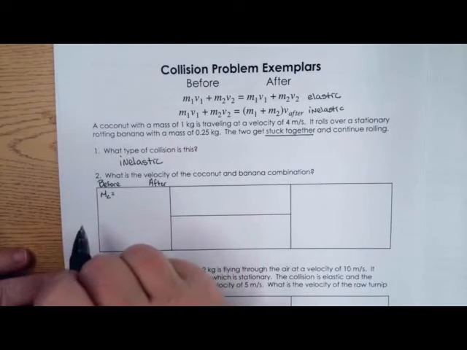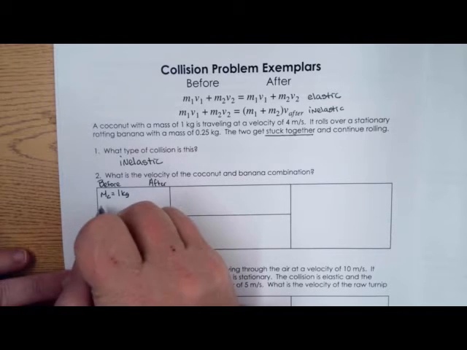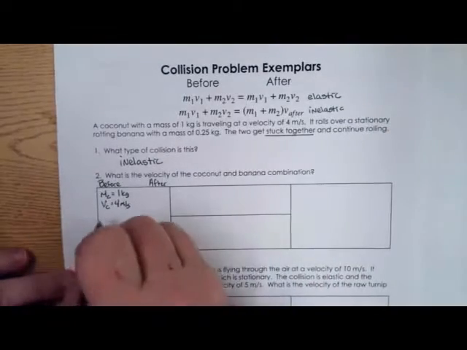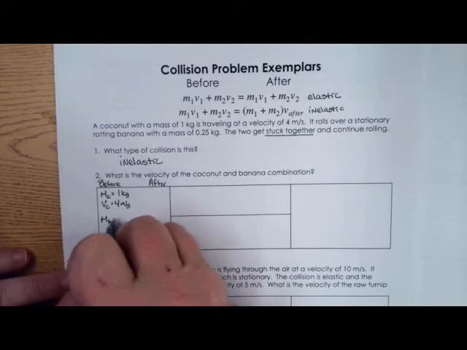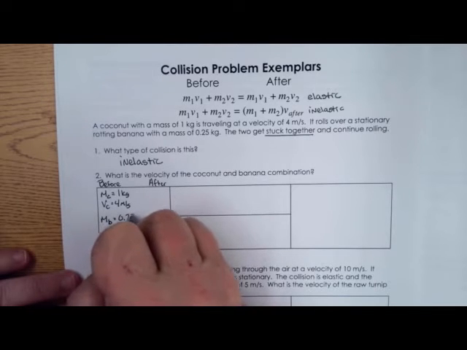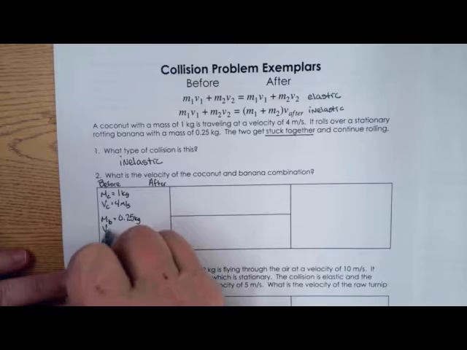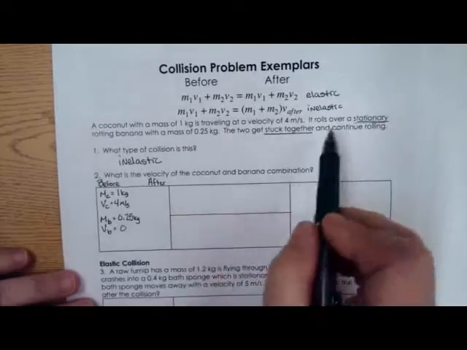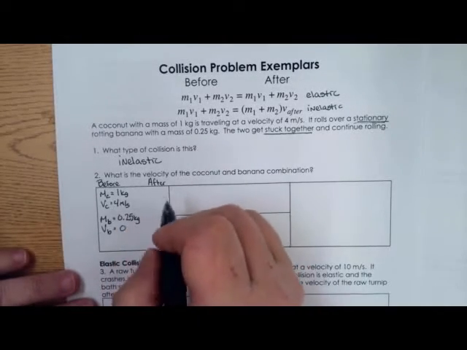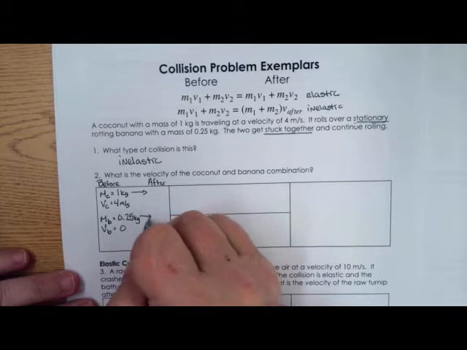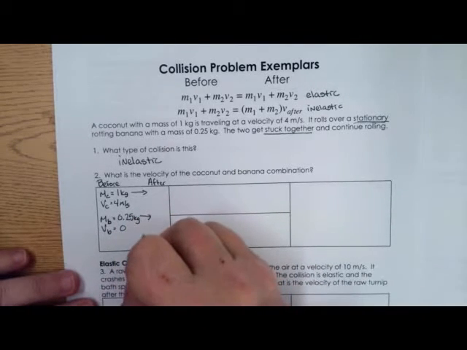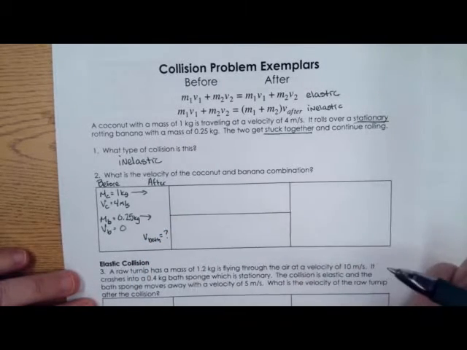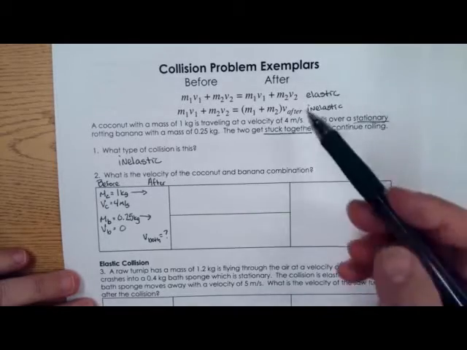So the mass of the coconut is 1 kilogram. The velocity of the coconut is 4 meters per second. We also have a rotting banana, so the mass of the banana equals 0.25 kilograms, and the velocity of the banana is stationary, so the velocity is going to be 0. It says they get stuck together, so afterwards the masses are not going to change, so we'll just make arrows over that. But what does change is we have a velocity of both of them together, and that's what we're trying to find.